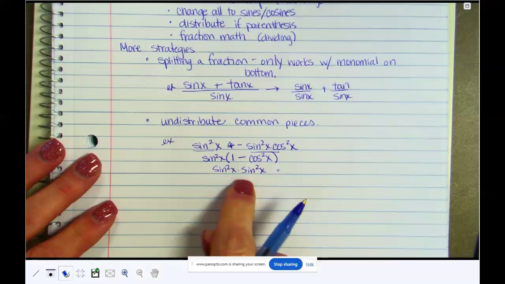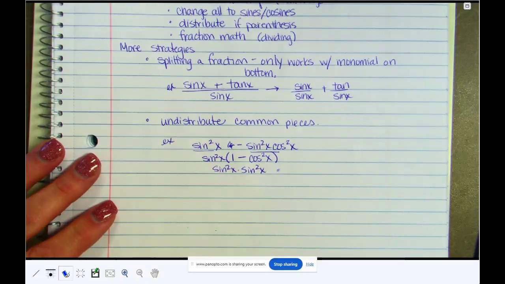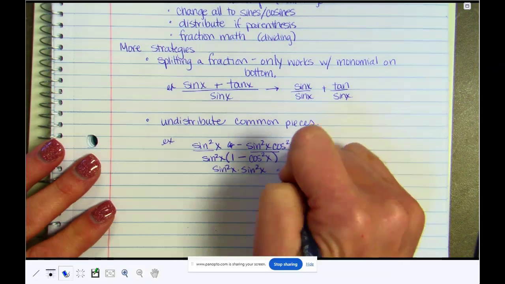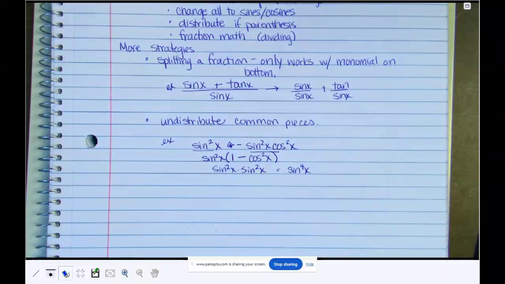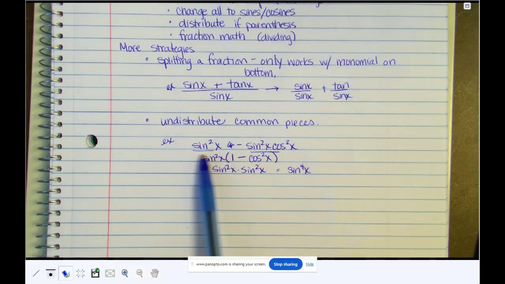What would this be? Sine to the 4th. Yep. Sine squared times sine squared is sine to the 4th. So you can undistribute pieces that are in common like that. And sometimes that's the only way to do it, by reversing the distribution, and then you can get somewhere because of what's left.